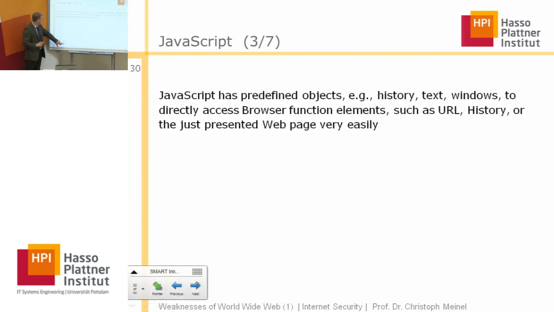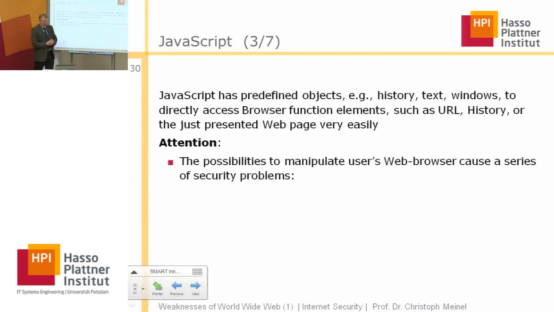And JavaScript has some predefined objects, history, text, windows, to directly access browser function elements such as URL, such as history, or just a presented web page very easily. What is important to consider is that the possibility to manipulate users' web browsers causes a serious number of problems. So security is, if you want to say, more dangerous than in Java.